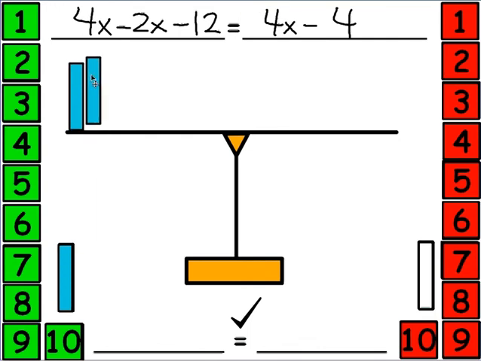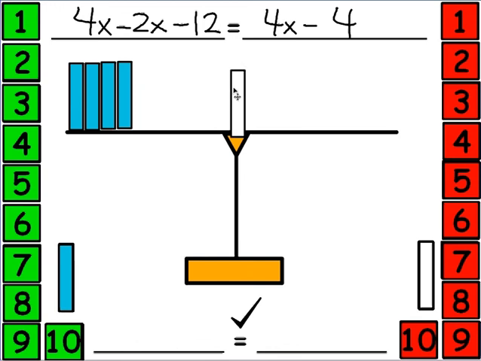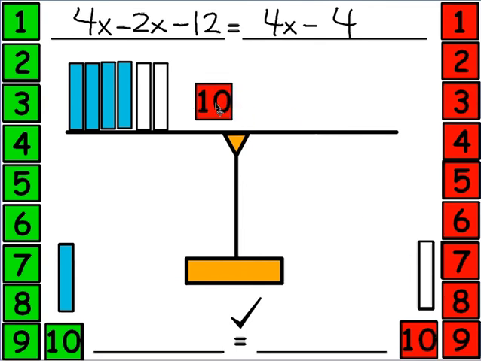4x means I have 4 blue pieces, minus 2x means I have 2 white pieces, because the white represents negative x, or the opposite of x, and then I have negative 12. And negative 12 I'm going to show as negative 10 and a negative 2. Those two things together make a negative 12.